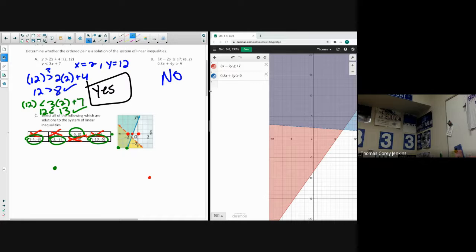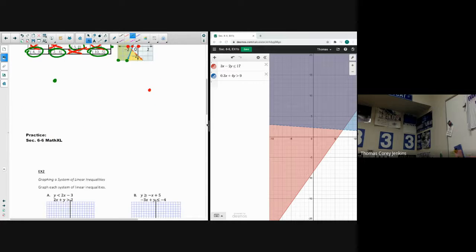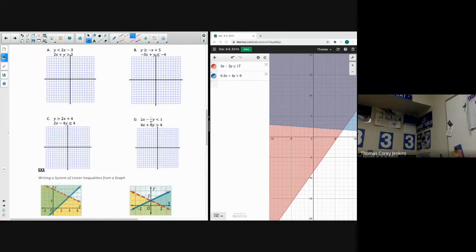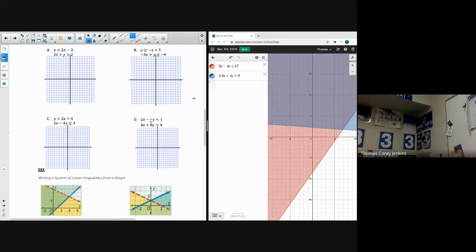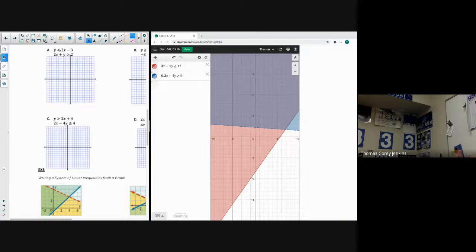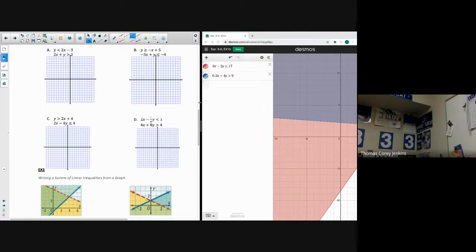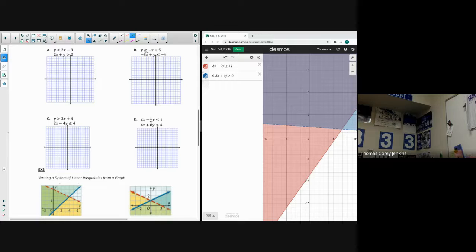Moving on to the actual graphing of these. So it may say graph the system, it may say solve the system, both mean the same thing. All right, so I'm going to do A by hand and then use Desmos for B. You can do either one.